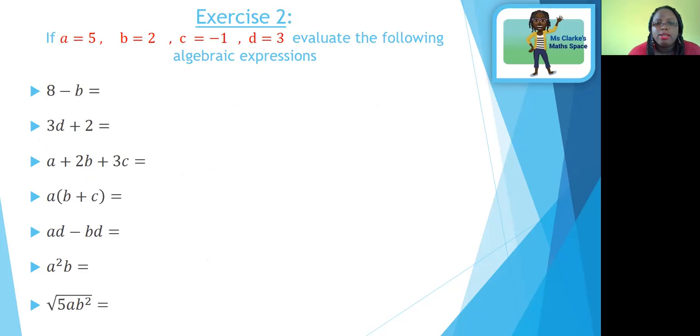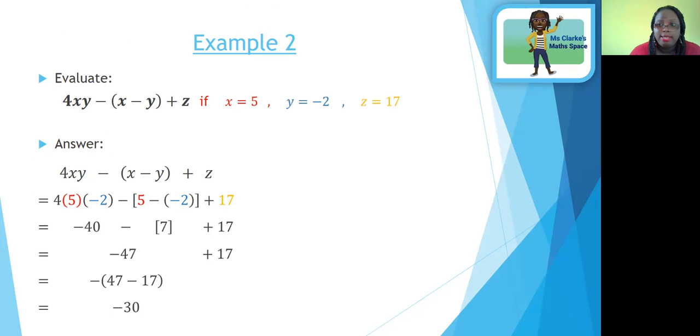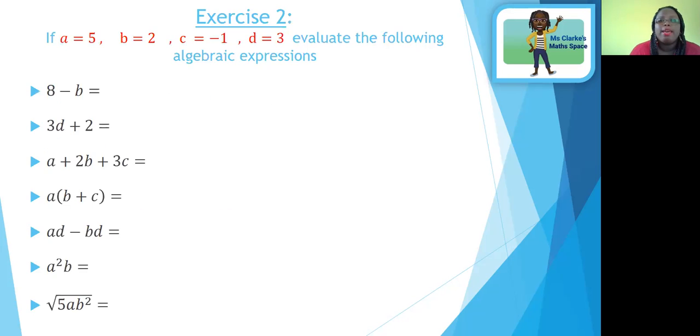All right. So now that we have that example, I want us to do these few questions. So this is the example. Now we have these exercises to do. I'll give you all a moment to pause the video so that you could attempt it. Here we have A is equal to 5, B is equal to 2, C is equal to -1, and D is equal to 3. So we're going to substitute these values into each one of those algebraic expressions.